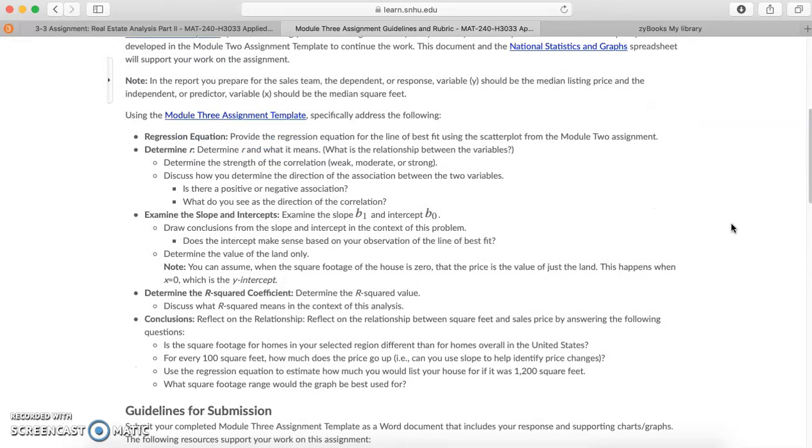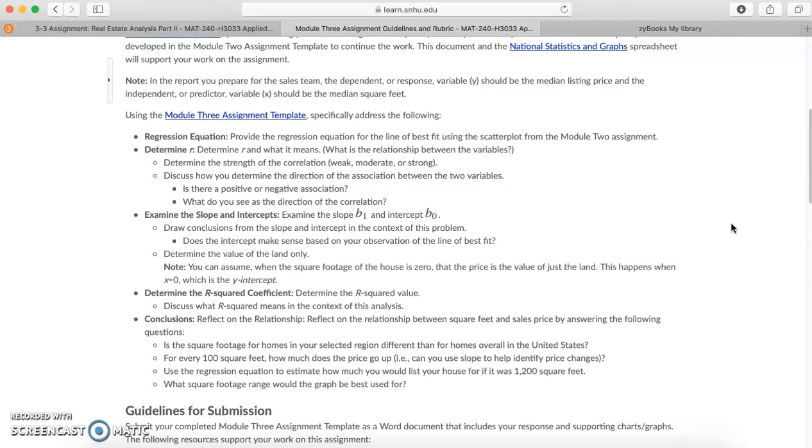Note, in the report you prepare for the sales team, the dependent or response variable Y should be the median listing price, and the independent or predictor variable X should be the median square feet. Again, they're very explicit in that, but what I've mentioned in other videos, and I want to make sure you understand, is that it's easy to get caught up in the details and go, oh, I don't know where to start. Even if they didn't tell you the X and Y.